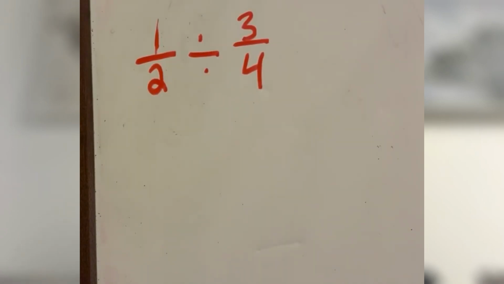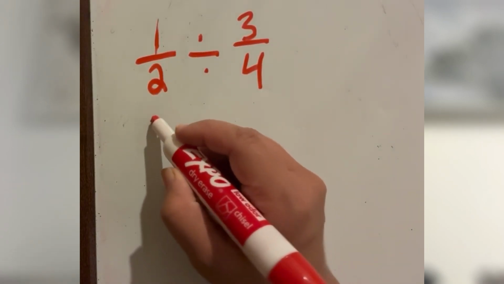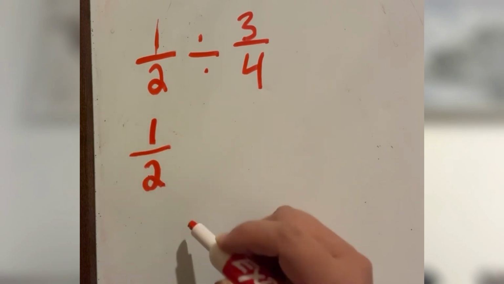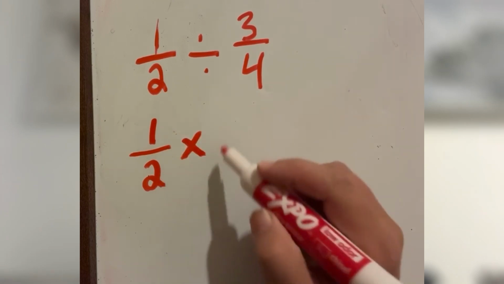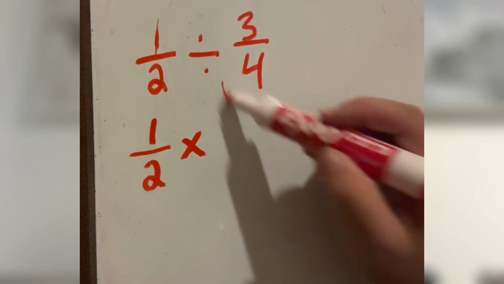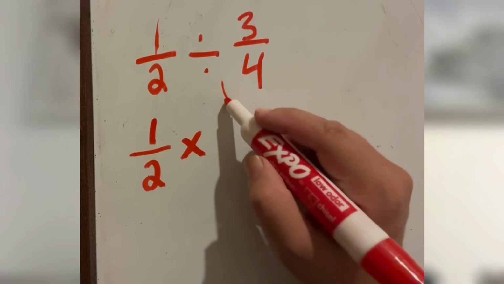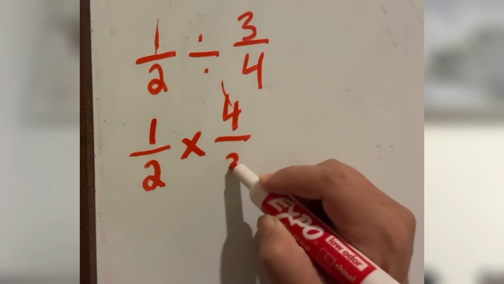Our first fraction is not going to change, so we're going to have a half. Now we're going to make it into a multiplication problem, so we're going to put our times symbol. And we're going to flip that second fraction. So we're going to have 4 as our numerator now and 3 as our denominator.